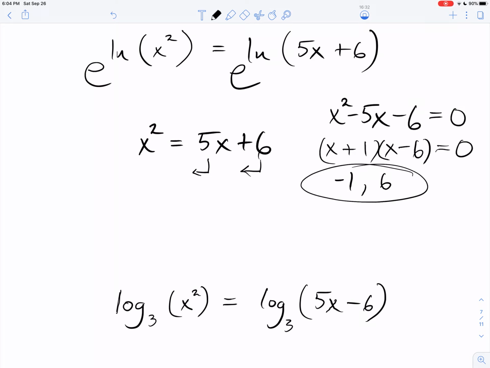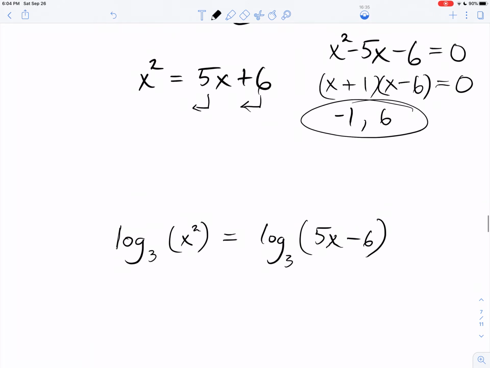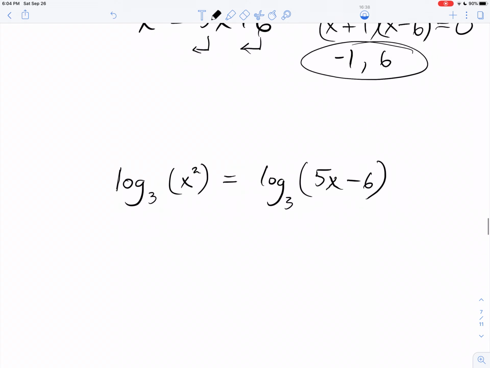So here's my one word of advice. Be real careful when you're working with this kind of stuff, because this time instead of E, I'm doing 3. And what happens? I get x squared. What's it equal? 5x minus 6. Well, guess what? I'm still going to set this thing equal to 0. Oh, well, I'm going to get the same answers I got last time.